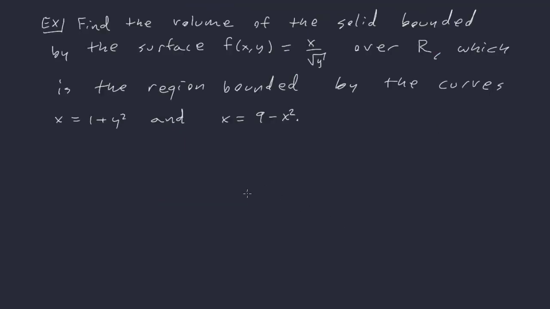All right. Let's look at another example here. Let's find the volume of the solid bounded by the surface f of x, y equals x over the square root of y over R, which is the region bounded by the curves x equals 1 plus y squared and x equals 9 minus x squared. All right, so this is an example where we're going to want to put x on the inside, mainly because we already have the curves in terms of x equals something. So this makes me want to orient left to right.